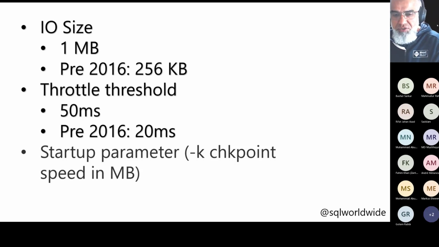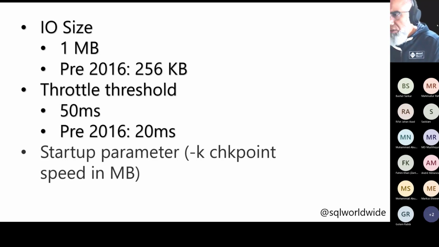So if you have 8K pages, I think it's 1024 pages, I believe. Yeah. So it can take all these pages, bundle those together, and just do a single physical IO to the disk. Pre-2016, it was only 256 KB, and this was increased in 2016 to 1 megabyte. Also, checkpoint throttles itself, right? If it sees that your IO is taking longer, the checkpoint will throttle its writes. So pre-2016, this was 20 milliseconds, and this has been increased to 50 milliseconds in 2016.